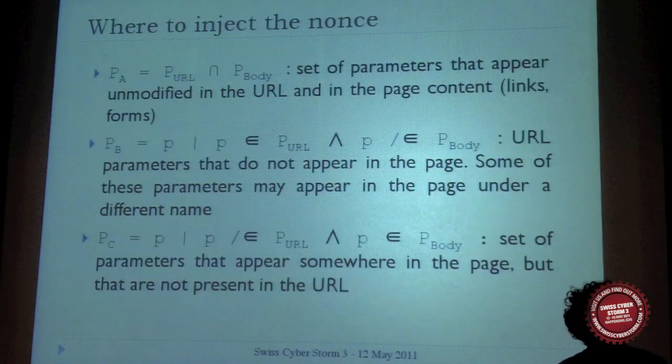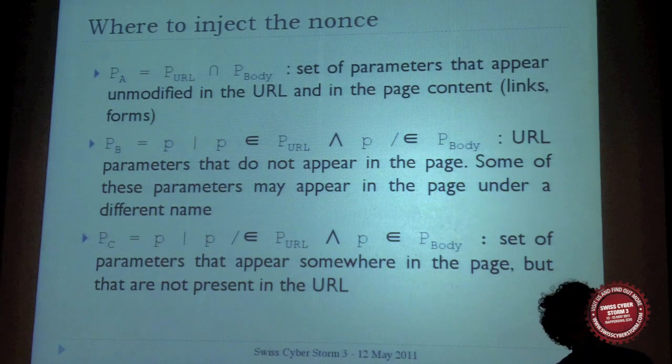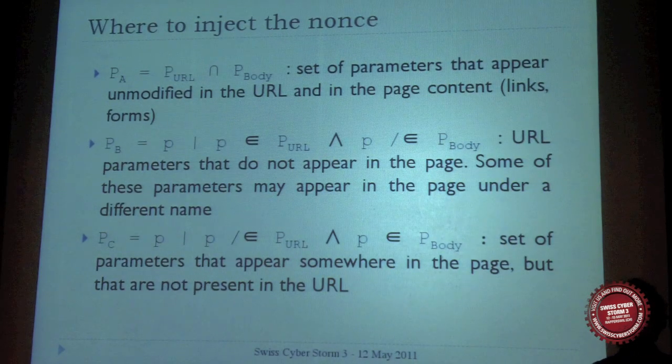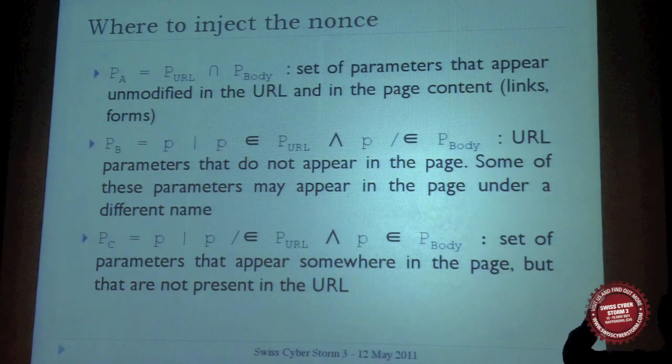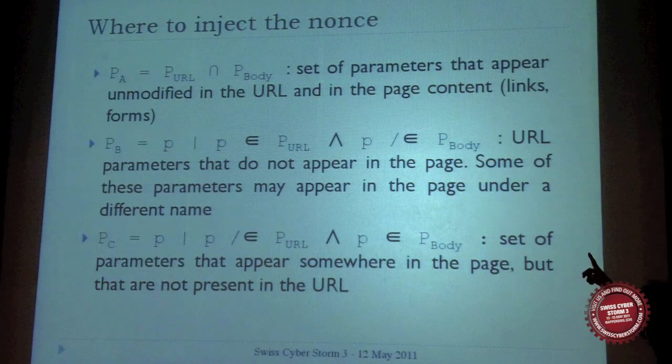And we have different strategies on how to do it rapidly. For example, first we inject only those parameters that appear both in the URL and in the page content. Supposing you have a parameter q and the page content contains q, you suppose that this parameter is used by the application to build the links. So these are the parameters that are most likely reused by the application to build the page. First we inject these, then those that appear in the URL but not in the page, so maybe the parameter has a different name, and then the other set, those that are in the page but not in the URL.